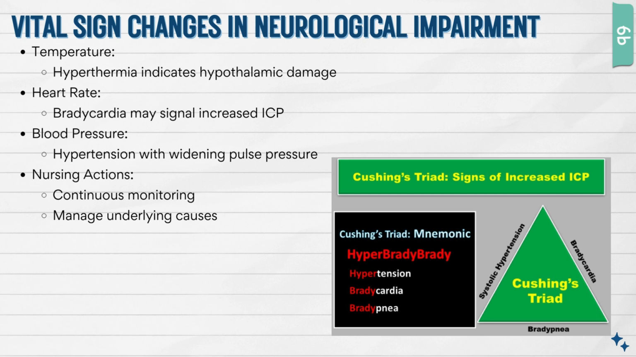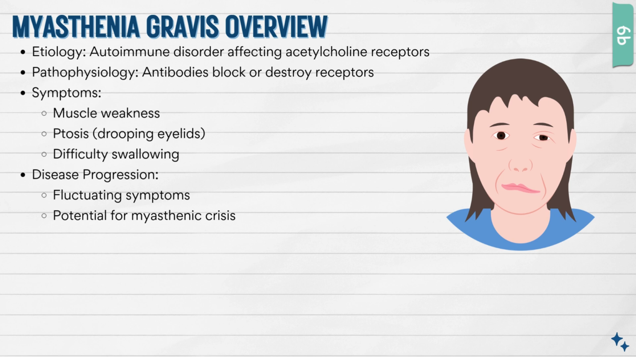Bradycardia is often associated with an increase in ICP, right? Because the ICP is putting pressure on the vagus nerve and the brainstem, which is going to decrease the heart rate. Hypertension with that widening pulse pressure that we already talked about in the previous lecture is part of the Cushing's triad, indicating significant increased ICP. So you're going to be continuously monitoring all of the vital signs in your patient and addressing those underlying causes so that we can prevent deterioration and negative outcomes.